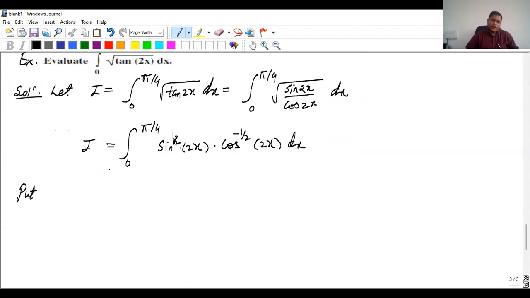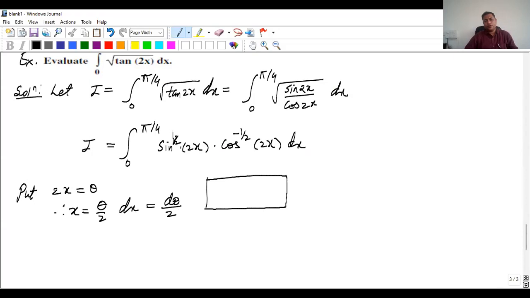Now, what we can do is, as we know, we don't want the multiple of angle, we want the angle here. So what we can do is put 2x is equal to theta. So we can write x is equal to theta by 2, and hence dx is equal to d theta by 2. Now think of the change in limits. Okay, so x is 0 to pi by 4, and theta will be 0 to pi by 2. Are you getting this?